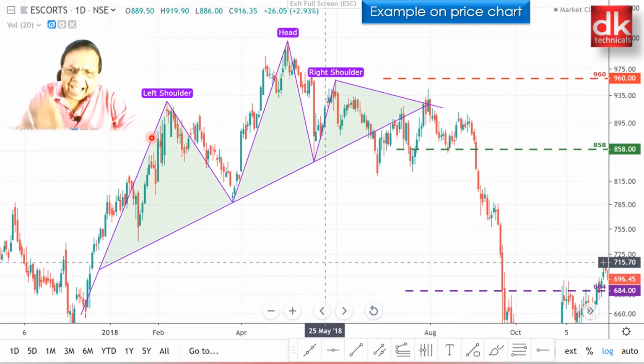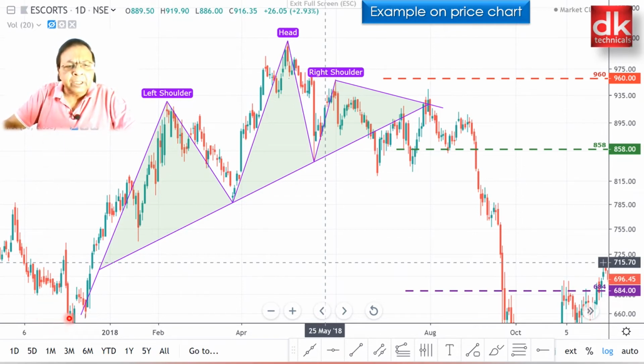We interact on the various kinds of analytical aspects of chart formation and price action, so as to communicate the understanding to the people who have already learned technical analysis and want to practice whatever topics they have learned. So friend, this is the Escorts.